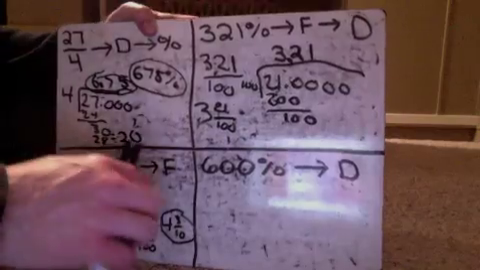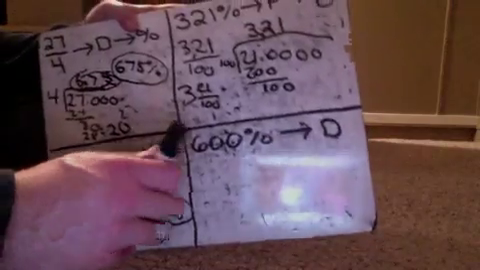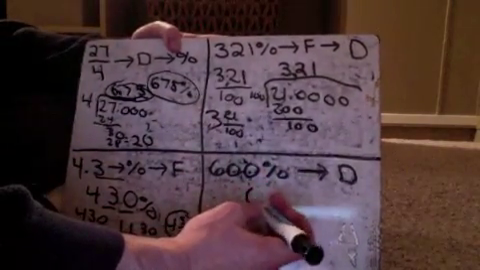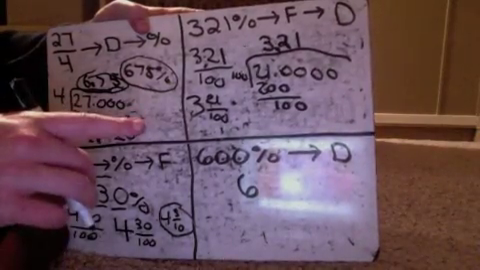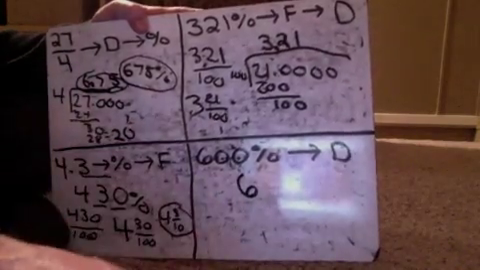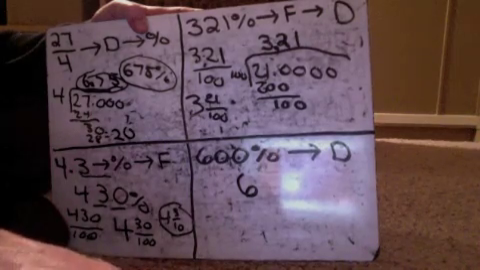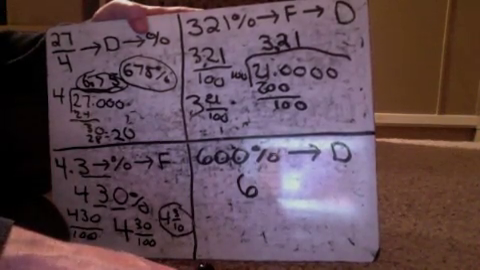Last one, probably the easiest one here, 600% as a decimal. Well, 600% as a decimal is just 6 wholes. Just like 100% was 1 whole, and 900% is 9 wholes, 600% is just 6 wholes. I'm hoping by the time that we're done with this, these conversions become very easy.